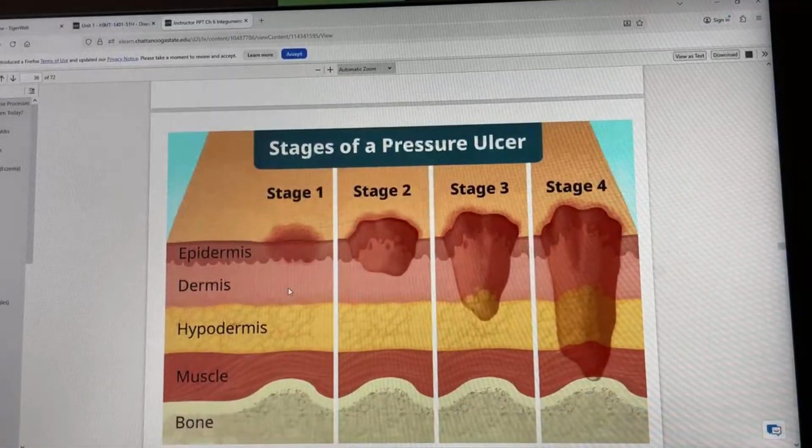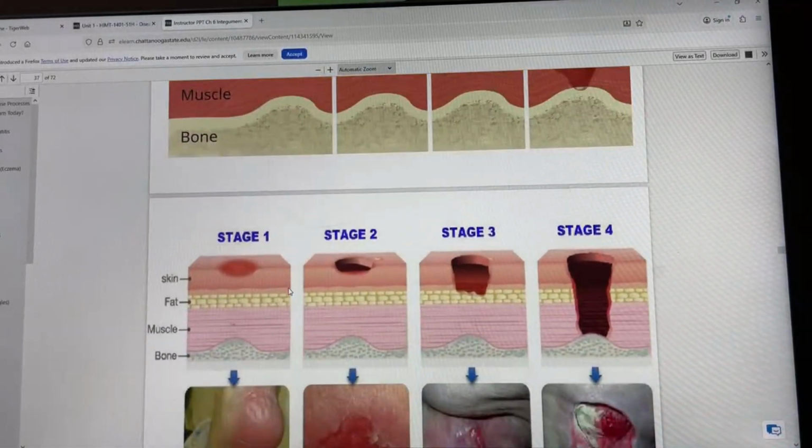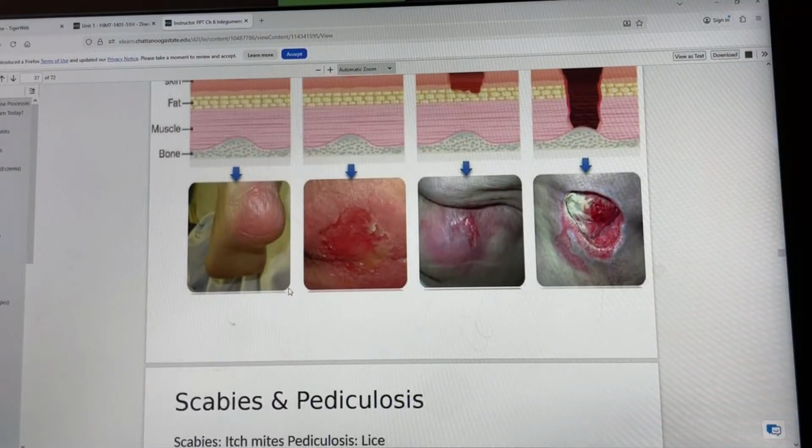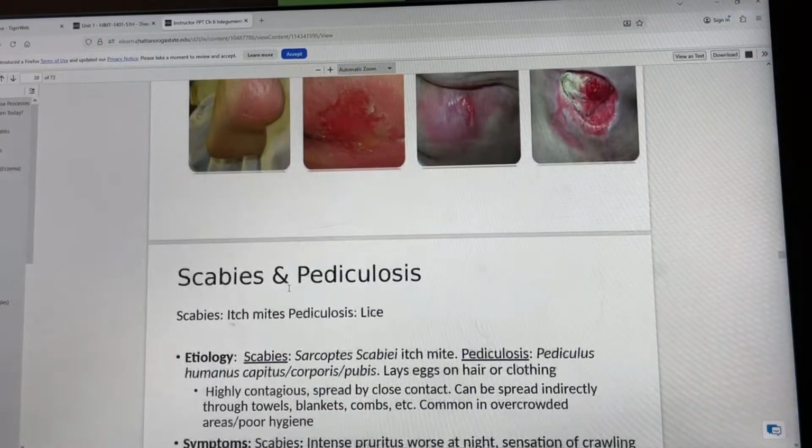All right. Hope nobody is squeamish in this class because of the pictures.